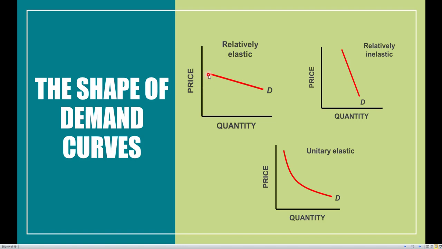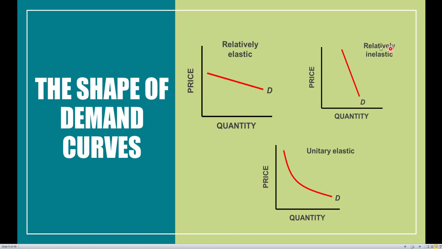And we can also take a look at the slope of these demand curves. With a relatively elastic demand curve, you notice that the slope is going to be fairly small. Rise over run, remember, is how you define the slope. We have a small rise, so it goes down just a little bit, and then the run is very, very large. So that tells us that the slope is fairly small anytime we have a relatively elastic good.